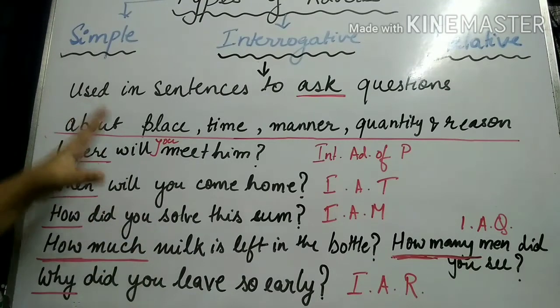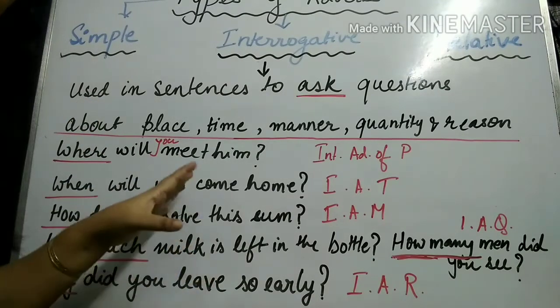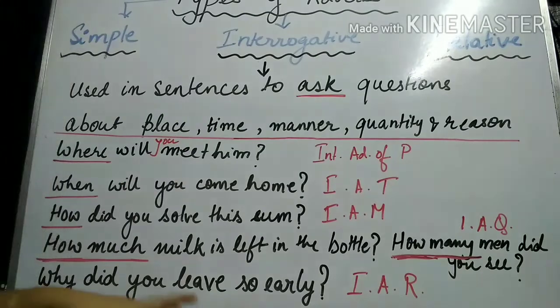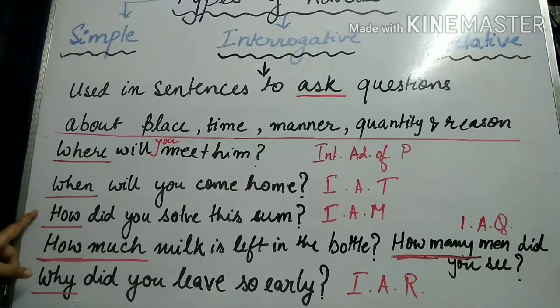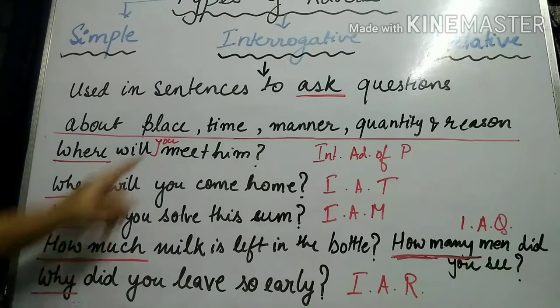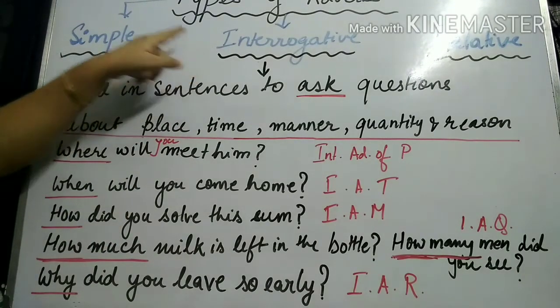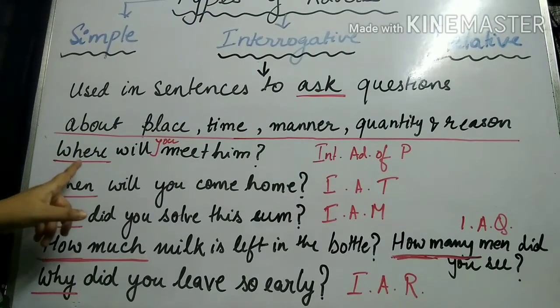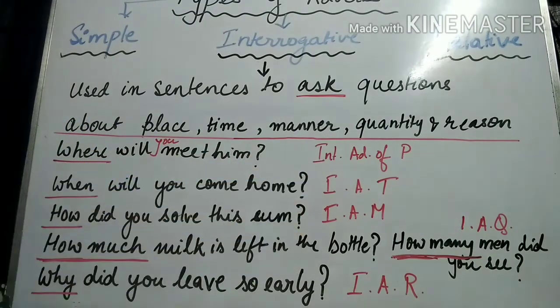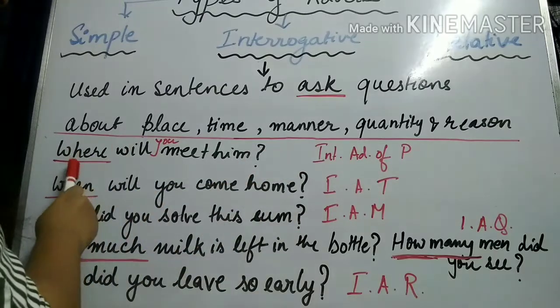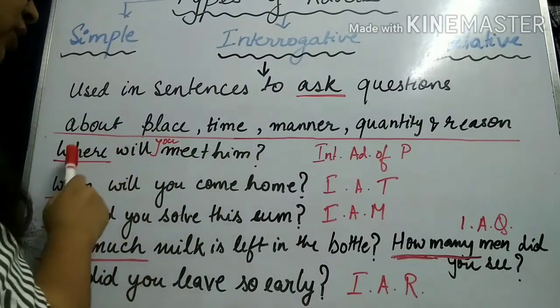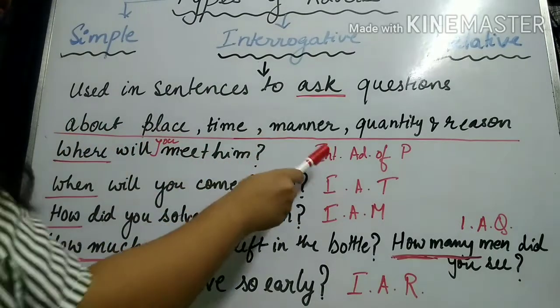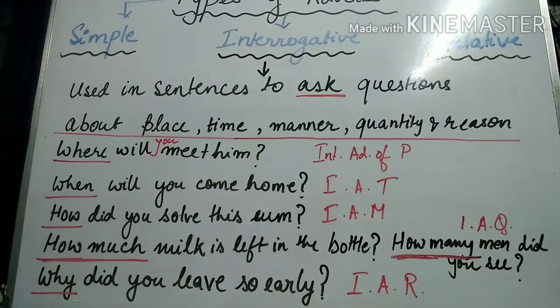You can make out that all of these are questions. All of these are interrogative sentences, and they all begin with interrogative words or the question words. So these question words are the interrogative adverbs. The ones which are questioning related to place will be an interrogative adverb of place. So where will you meet me? It's asking about the place, therefore it is interrogative adverb of place.